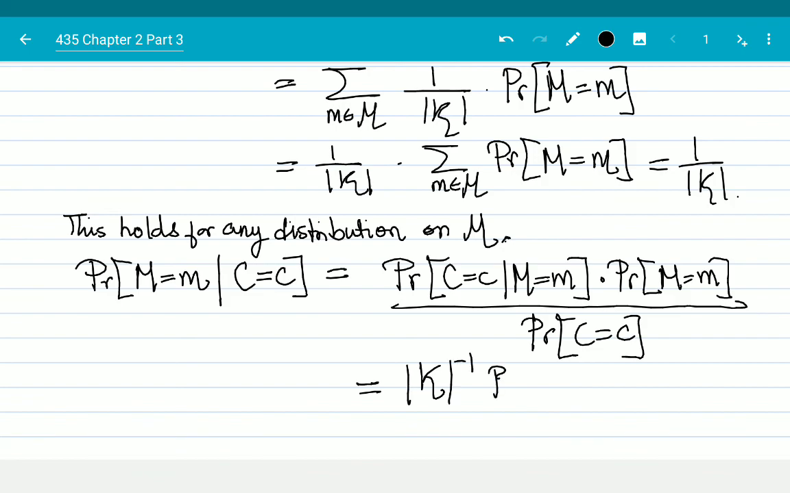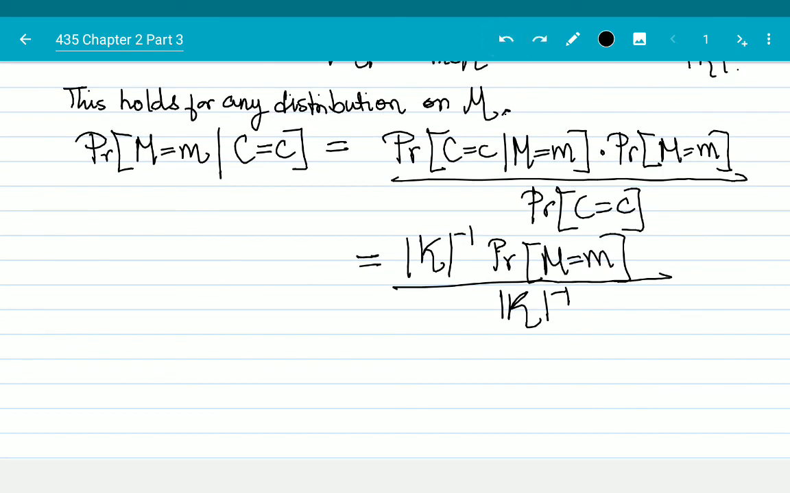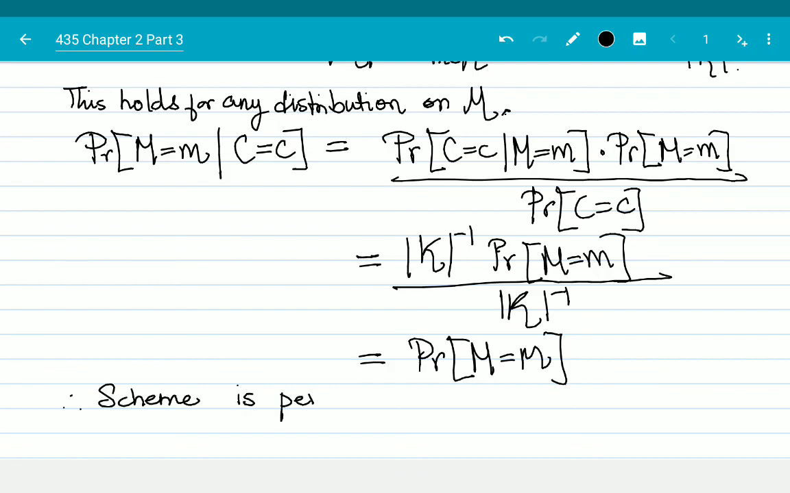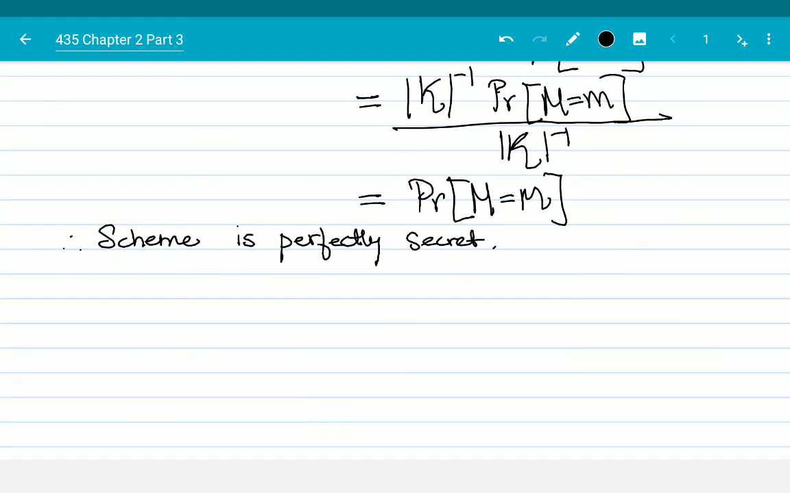K inverse. Probability that M is equal to m over probability, this probability also we have calculated to be 1 over K, or K inverse. Hence, this probability is equal to probability M is equal to m, and hence the scheme is perfectly secret. Therefore, the scheme is perfectly secret.